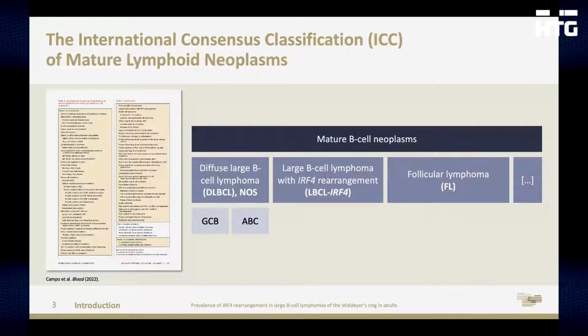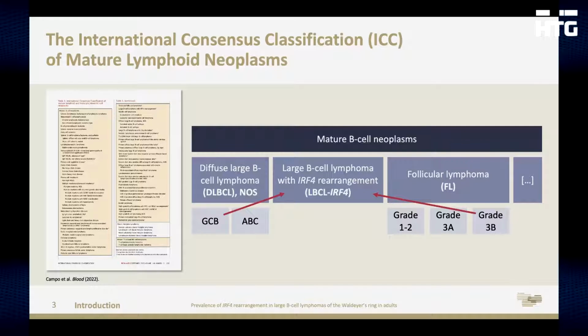DLBCLs are subclassified according to their cell of origin, or COO, using gene expression profiling or the surrogate marker immunohistochemistry. And the subtypes are the germinal center B cell, or GCB, and the activated B cell, or ABC, subtype. Follicular lymphomas are graded histologically into grade 1 to 3B. It is known that rearrangements of the IRF4 gene occur most commonly in DLBCLs, and here first and foremost in GCB-type DLBCLs, as well as in follicular lymphomas grade 3B.